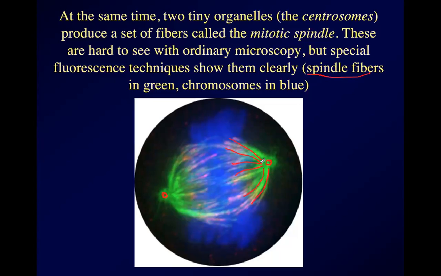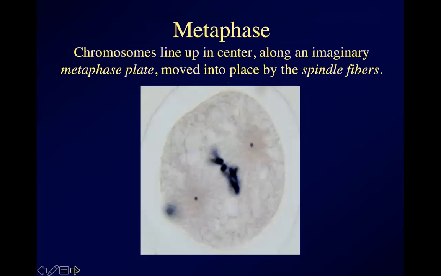These are hard to see with ordinary microscopy. You kind of can, but it's pretty subtle. But these pictures show what the spindle fibers look like much more clearly. At least I hope they do. Right. The spindle fibers do the work of moving the chromosomes around. You can think of them as being the motor and the cables that move them.